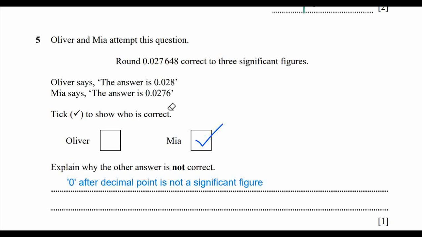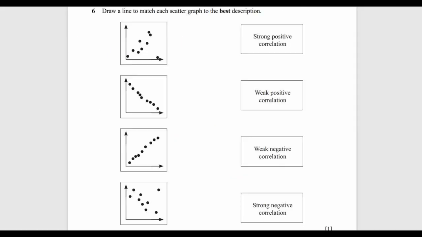Alright, next. Question 6. Draw a line to match each of the scatter graphs to the best description. Left to right, is it strong positive correlation, weak positive correlation, weak negative correlation, or strong negative correlation?